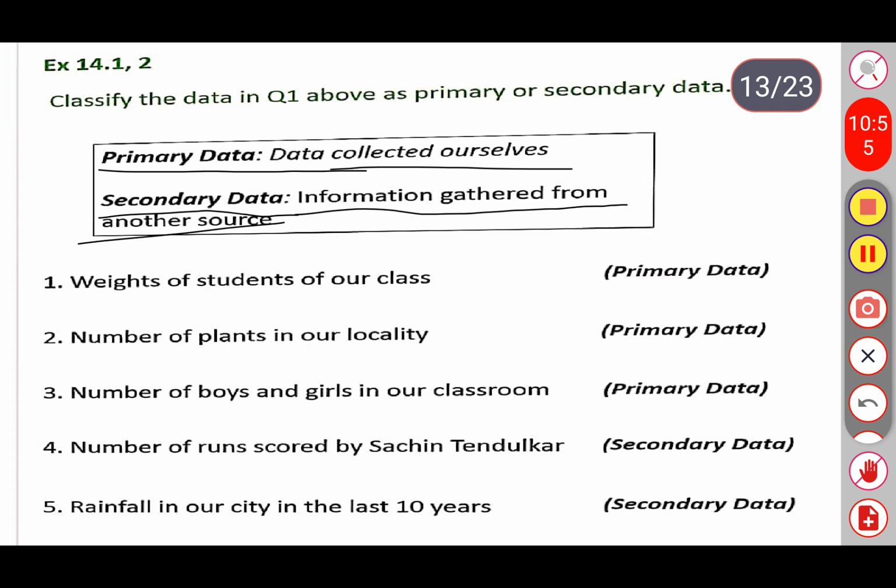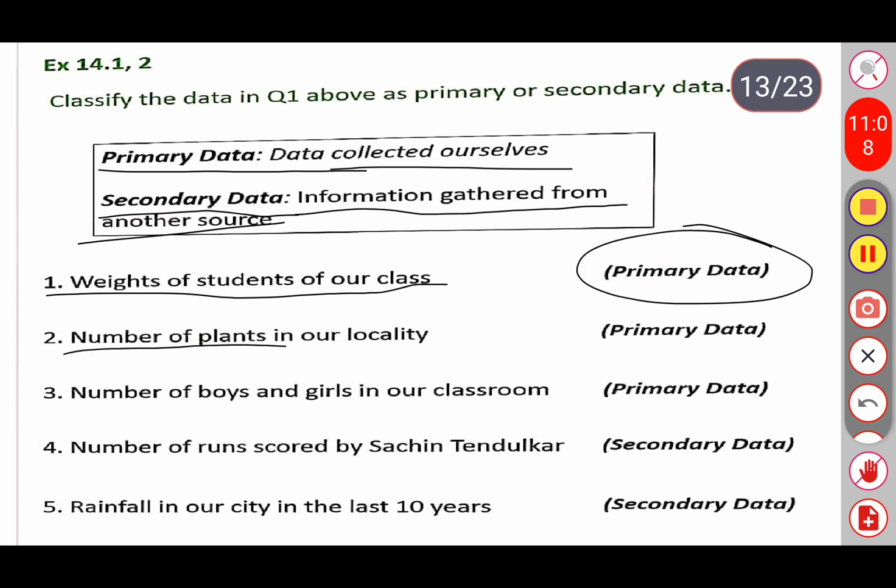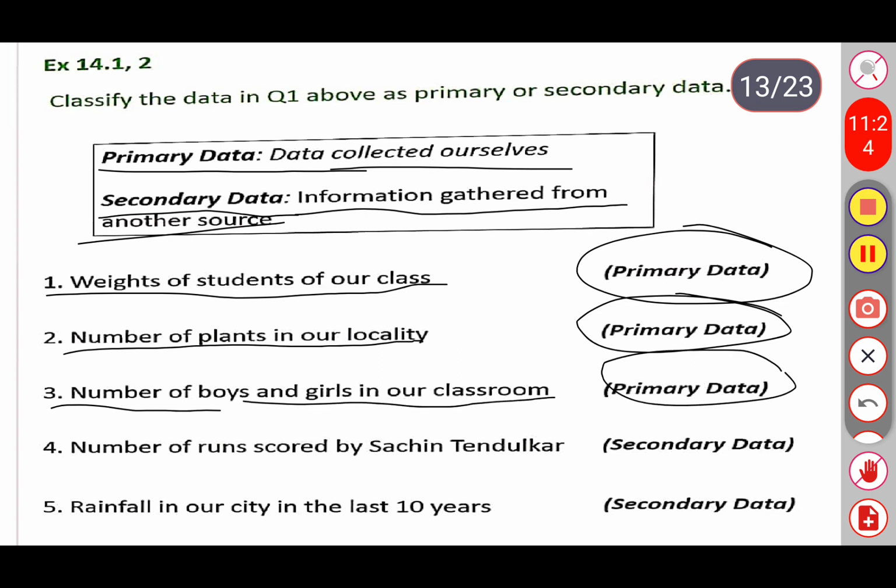Here some of the examples we already considered in the first question. Weight of the students of our class, whether it is primary data or secondary data. This is the primary data. Second one, number of plants in our locality. It's also primary data. We can easily count the number of plants existing in our local area or locality. Next one, the number of boys and girls in our classroom. We can easily count the number of boys and number of girls in the particular classroom. Fourth one, number of runs scored by Sachin Tendulkar.